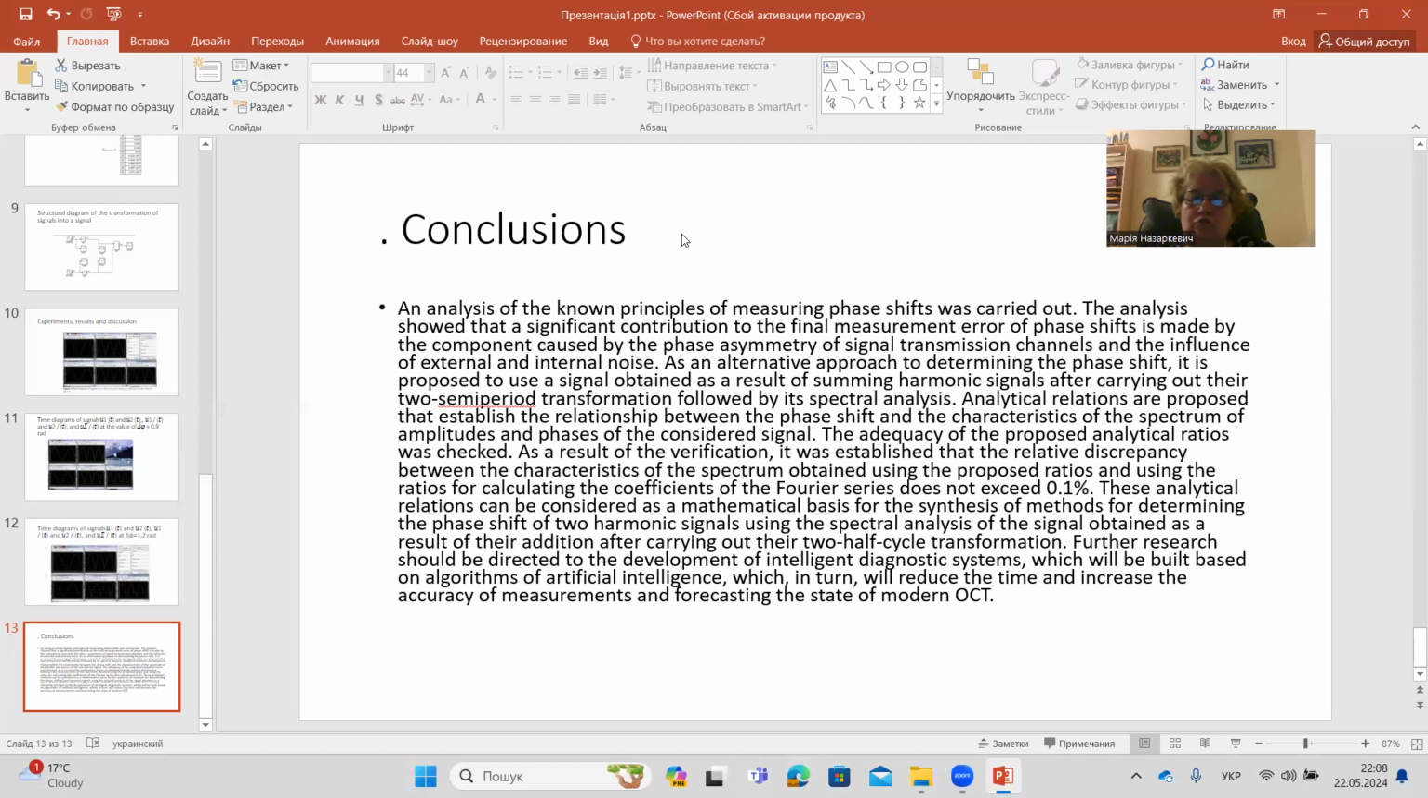Future research should be directed to the development of an intelligent diagnostic system, which will be built based on algorithms of artificial intelligence, which in turn will reduce the time and increase the accuracy of measurements for forecasting the state of modern weapons.